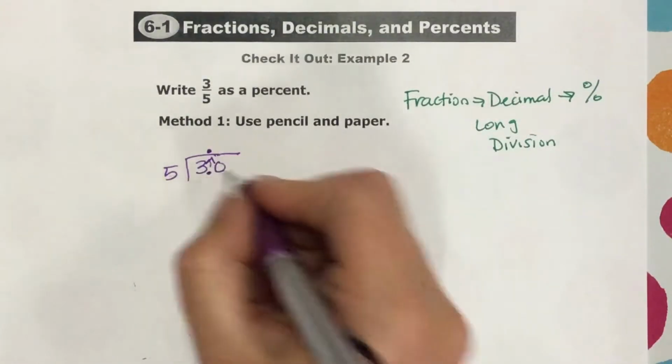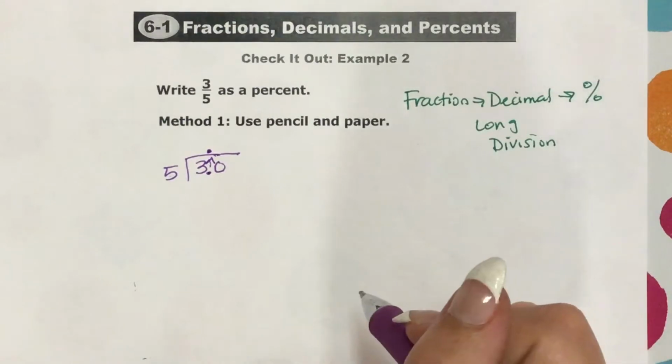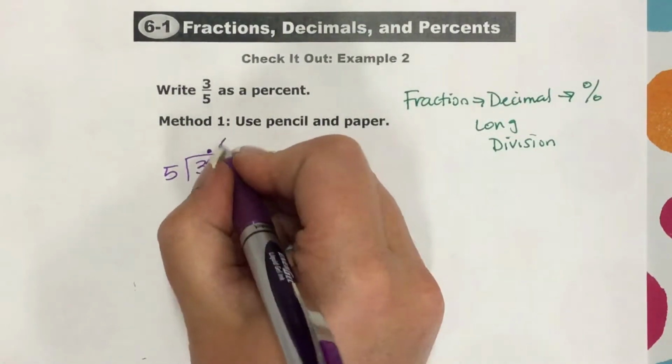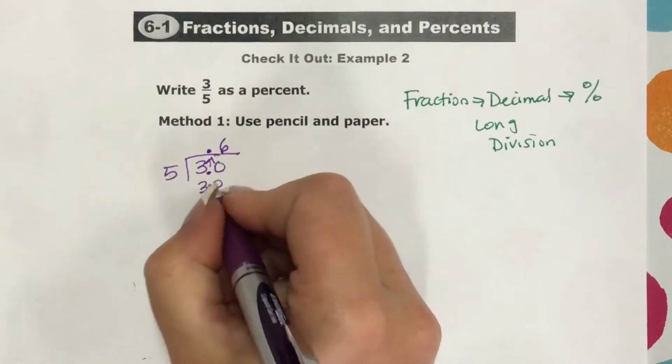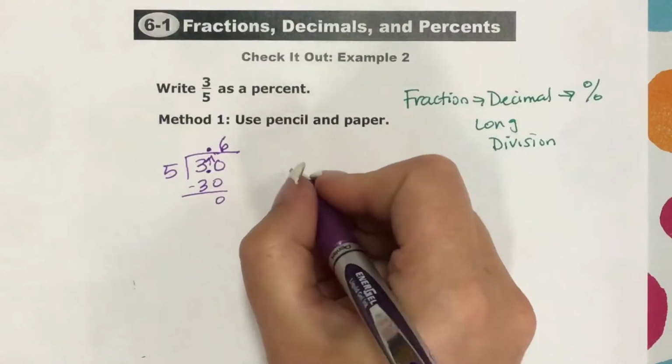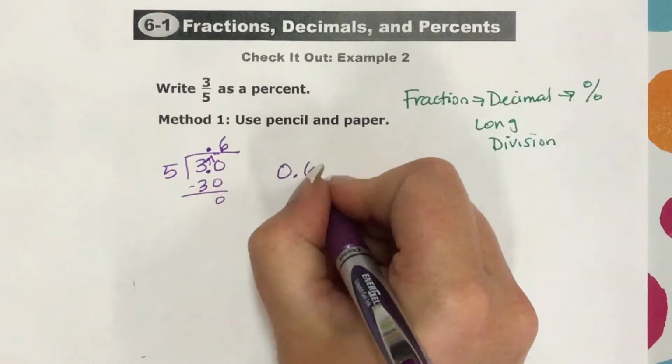Okay, now can 5 go into 30? Yes, it can. How many times? Well, it can go in 6 times. 6 times 5 is 30, and there's no remainder, so we're done. Okay, so we know that 3/5 is the same thing as 0.6.